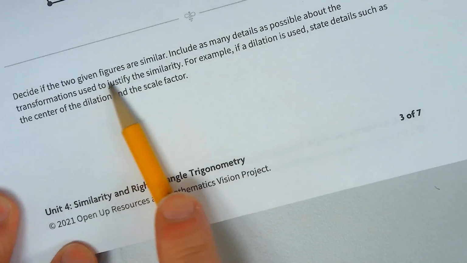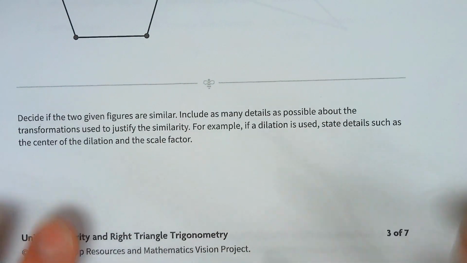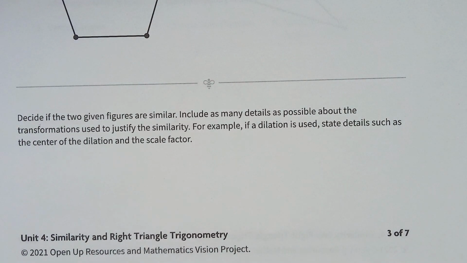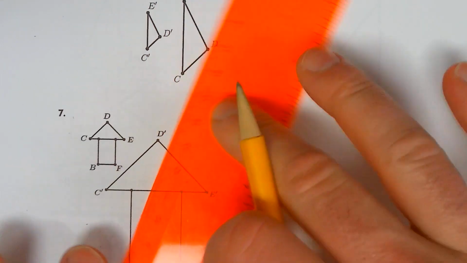Decide if the 2 given figures are similar. Include as many details as possible about the transformations used to justify the similarity. For example, if a dilation is used, state details such as the center of the dilation and the scale factor. How would you determine the scale factor?